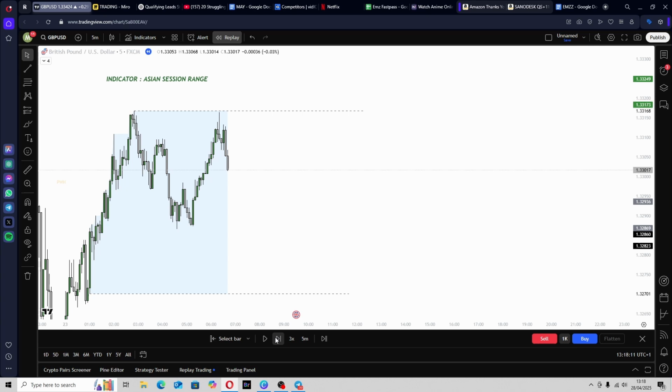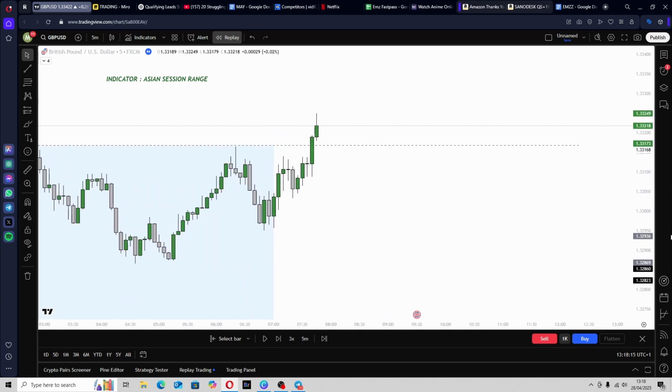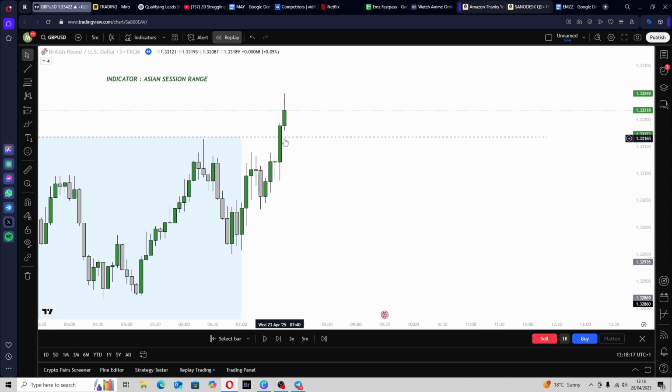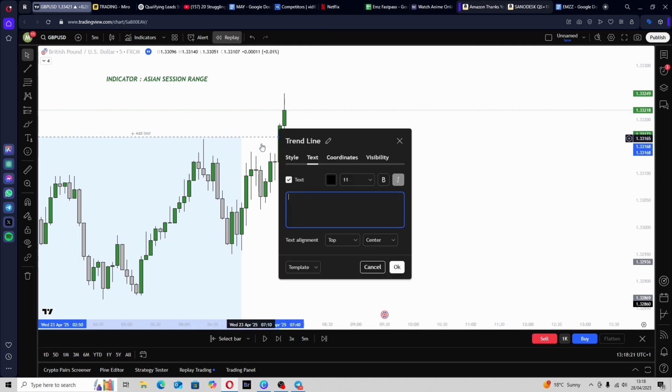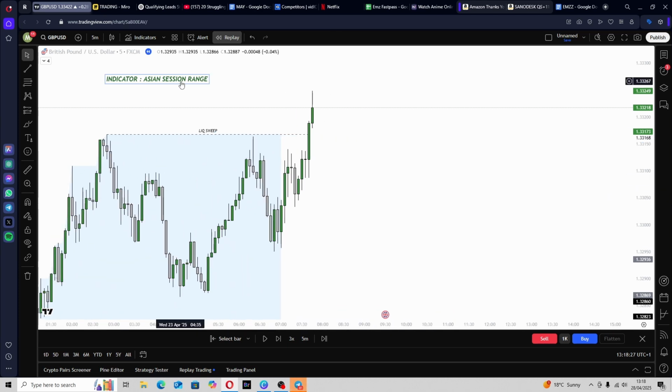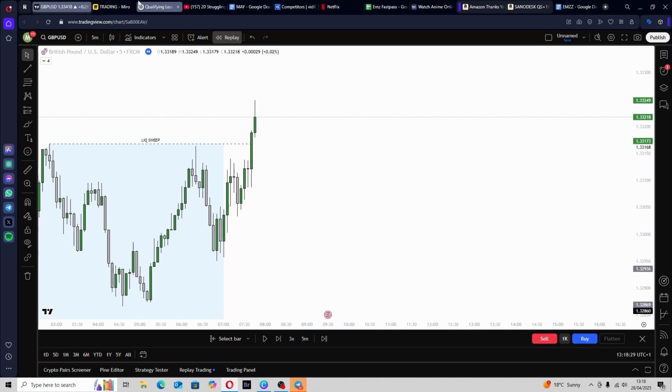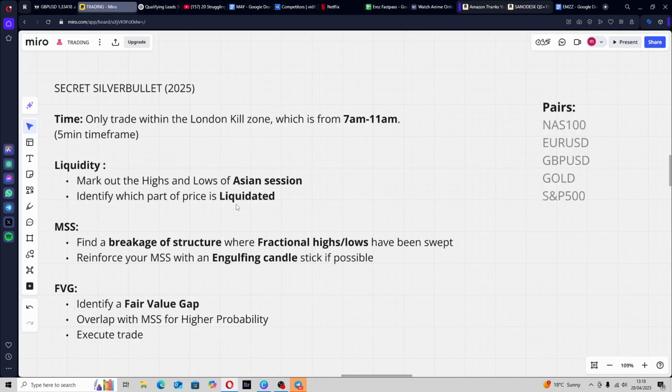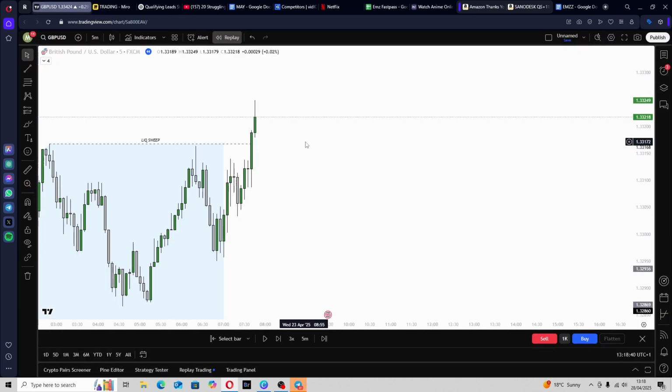Now I'm going to be playing price forward, and we're going to see exactly where it goes up to. If I zoom in, you can see that it's completely swept the highs. Once it sweeps the highs, we know exactly what we need to do. We need to mark this out as our liquidity sweep first. Once we get the liquidity sweep, what we need to do from here on out becomes very simple. We just need to find a break of structure where fractal highs or fractal lows have completely been swept, and then we can reinforce our market structure shift with an engulfing candlestick if it's possible.